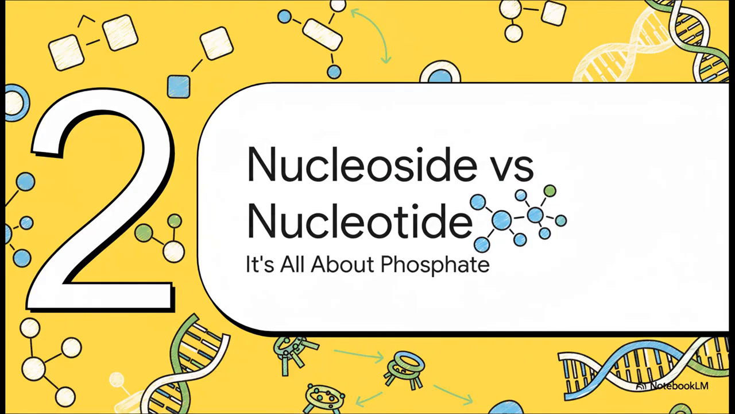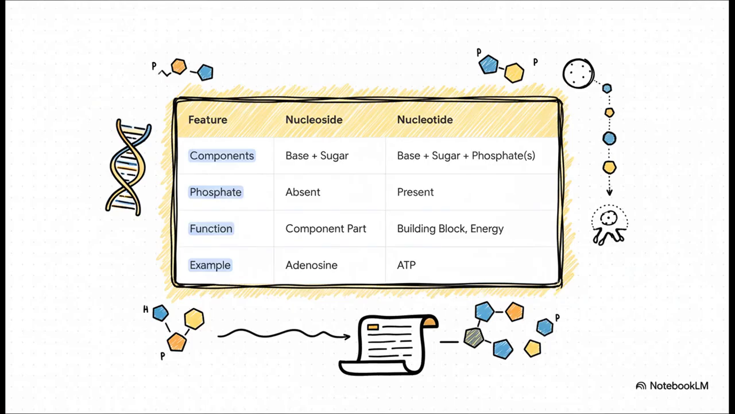Okay, next up, let's clear up a common little stumbling block, the difference between a nucleoside and a nucleotide. The names are so similar, it's easy to get them mixed up, but the distinction is actually super important. And it all comes down to one tiny little part. This table just lays it out perfectly. A nucleoside is just the base plus the sugar. That's it. But the second you add that phosphate group, bam, it becomes a nucleotide.